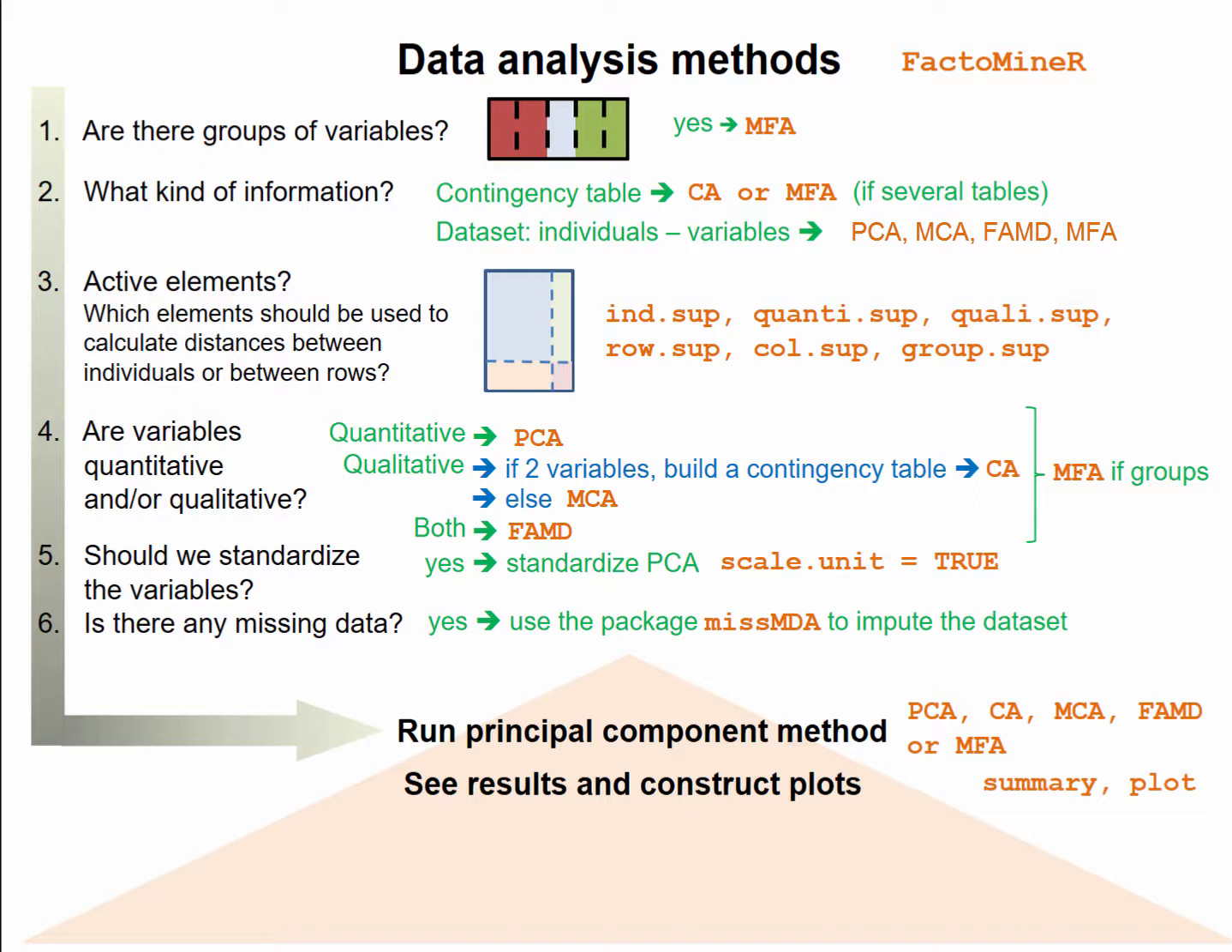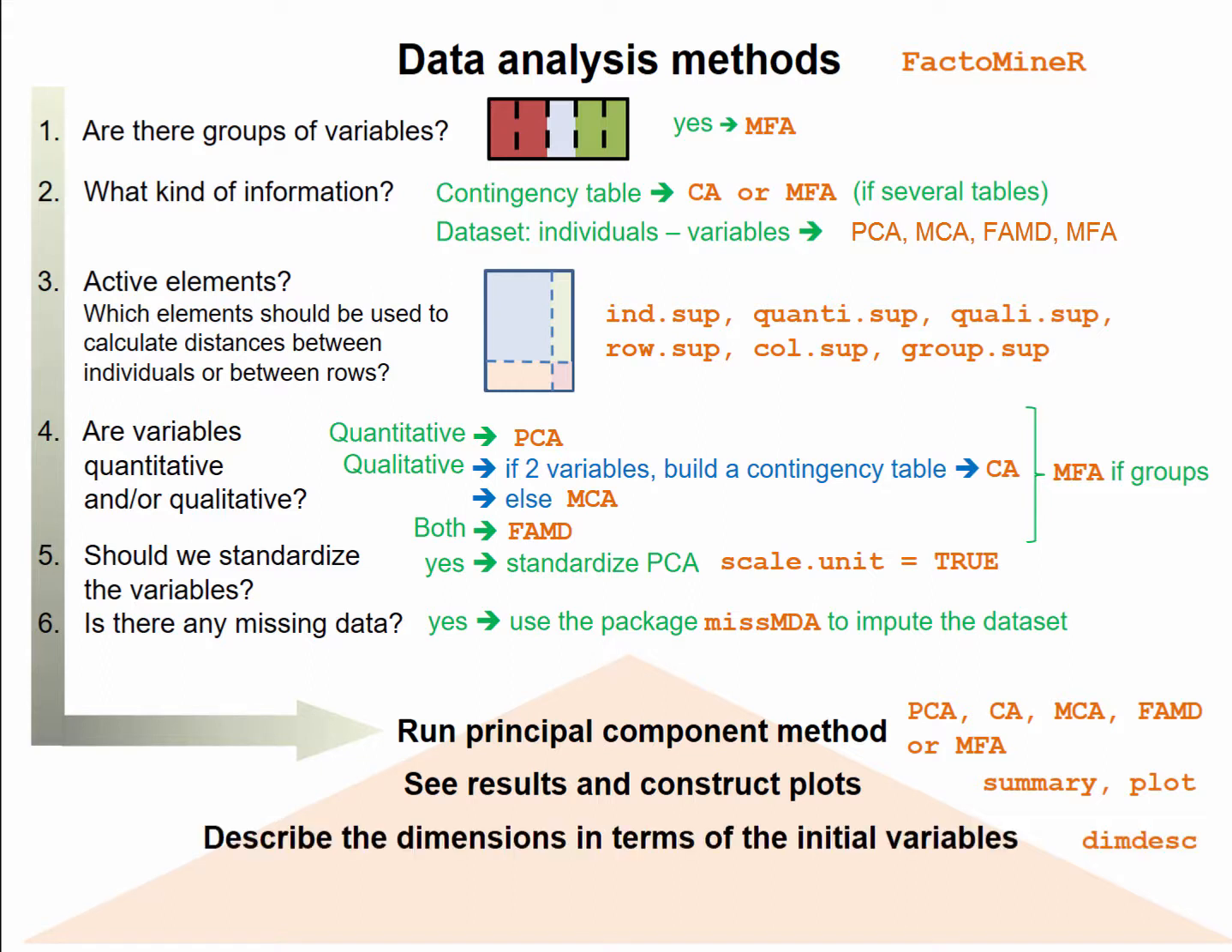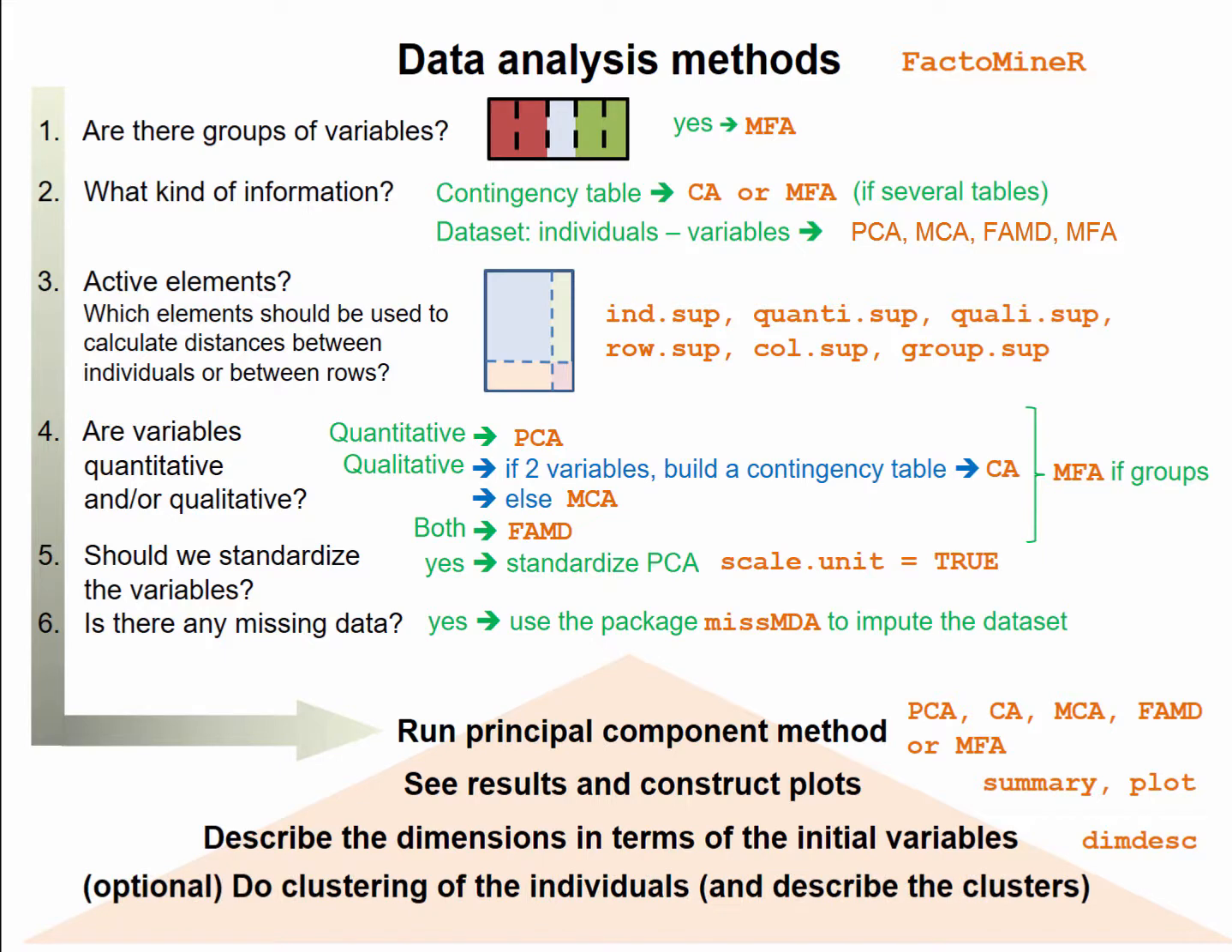Then, if we want to improve the automatically output plots, we can use the functions plot.PCA, plot.CA, plot.MCA, and plot.MFA. Then, it is always interesting to characterize the principal dimensions in terms of the initial variables. In order to do this, we can use the dimdesc function on the factor analysis results. Then, perhaps, we can do a clustering of the individuals or a clustering of the rows or columns in the CA case after running the principal component methods. After doing the clustering, we can try and characterize the clusters found using the initial variables. To do the clustering, we can use the HCPC function in FactoMineR.